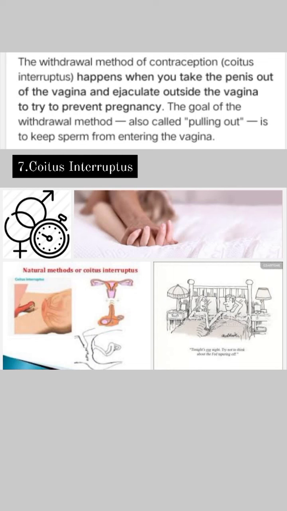Number 7. Coitus interruptus. The withdrawal method of contraception, coitus interruptus, happens when you take the penis out of the vagina and ejaculate outside the vagina to try to prevent pregnancy. The goal of the withdrawal method, also called pulling out, is to keep sperm from entering the vagina.